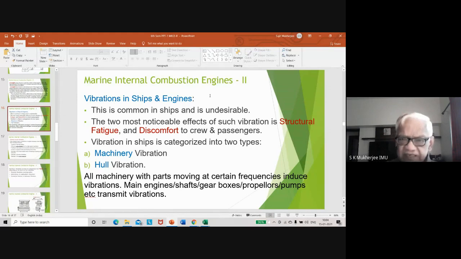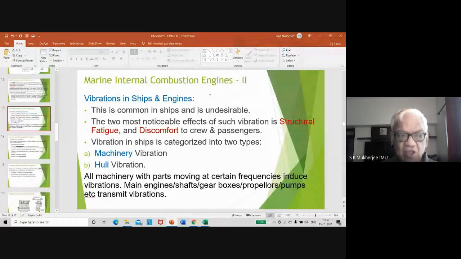This is common in ships and is undesirable. And you as engineers on board the ship, you are expected to reduce vibration of all machinery components to the best you can. Because ultimately, you will see in our study, that vibration is the cause of fatigue failure. Everybody knows what is fatigue failure. So vibration is the chief cause of such failure.